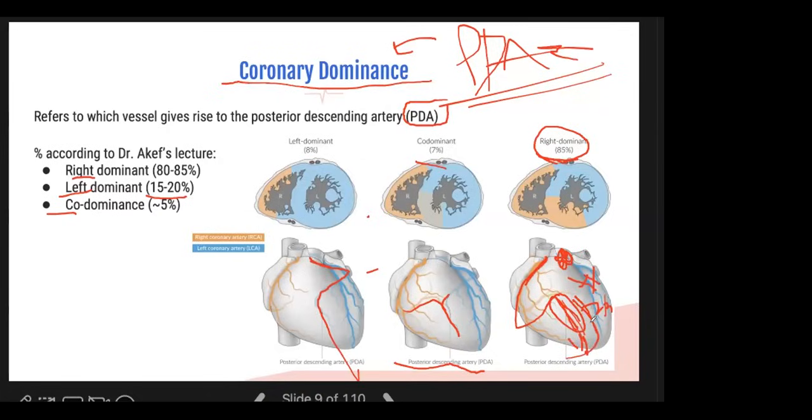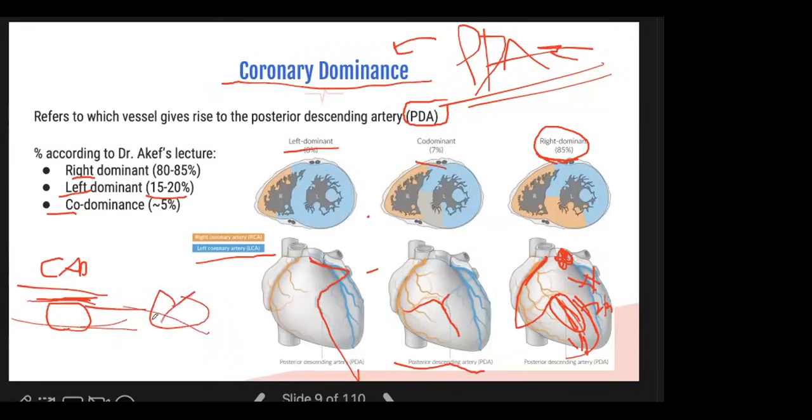Is that very clear? What will happen if the patient is over here, if he is, for example, left dominant? If he's left dominant, this is of extreme significance. So essentially, if there's a blockage in the coronary artery, this is called coronary artery disease. If there's a blockage in the coronary artery, there's decreased blood flow, meaning the tissue past this blockage is going to be ischemic.